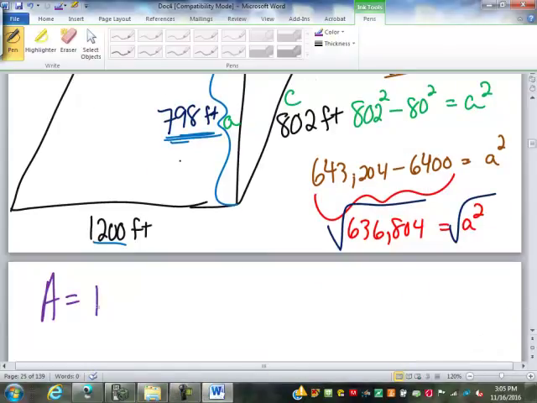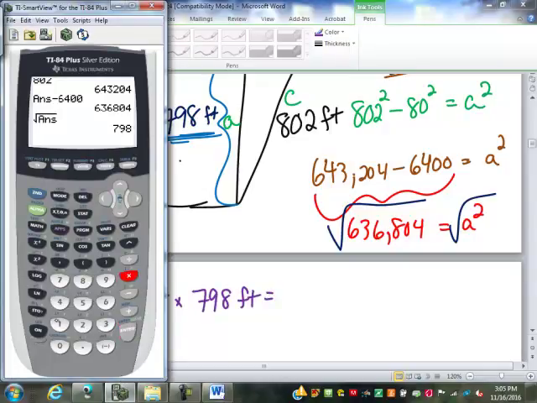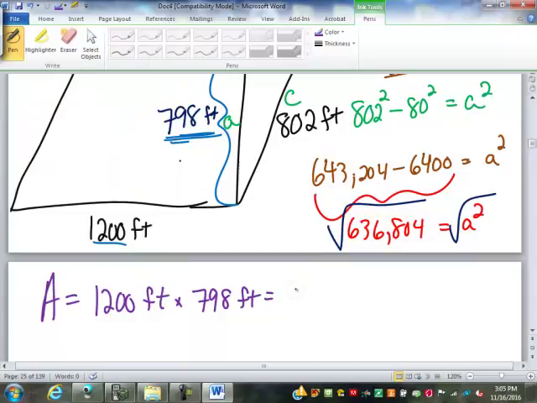Okay, so the area is 1,200 feet times 798 feet. So we're going to get 957,600 square feet.